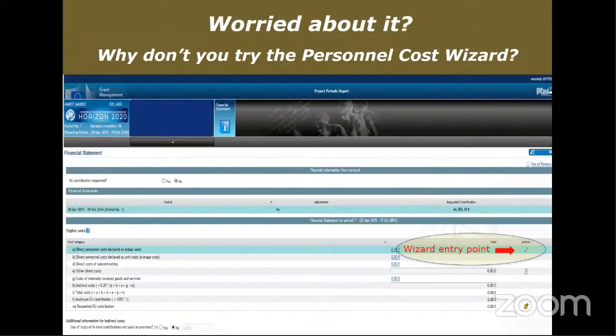So you can get access to the wizard through the reporting module. You are looking at where the entry point is, there in SyGMa. It is this magic wand that you see under actions at the time in which you are reporting your costs.